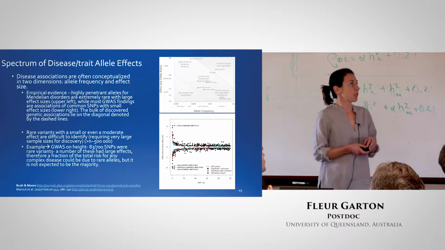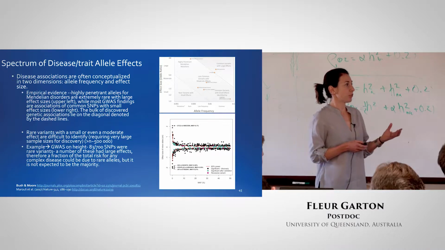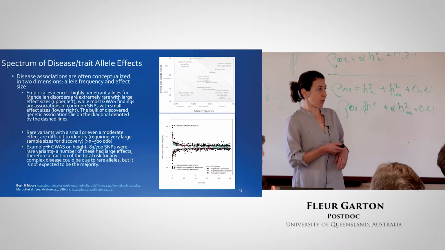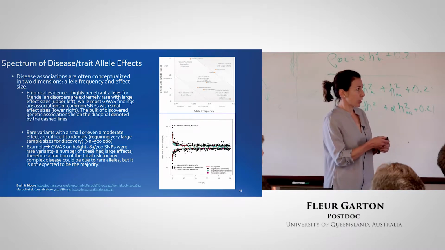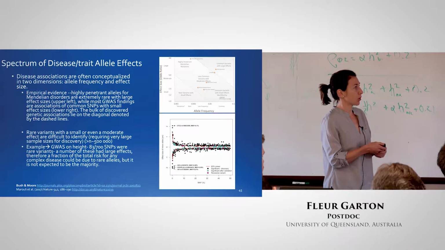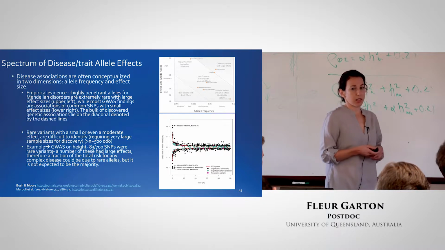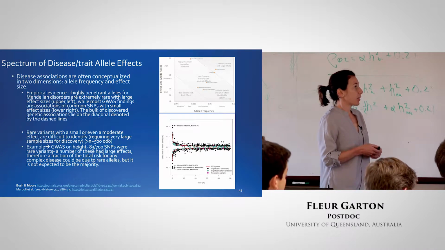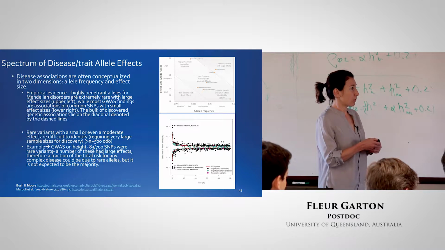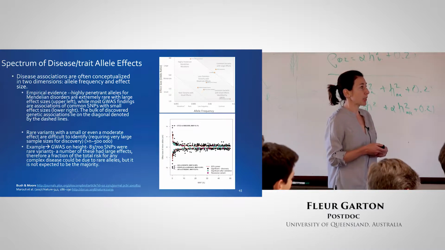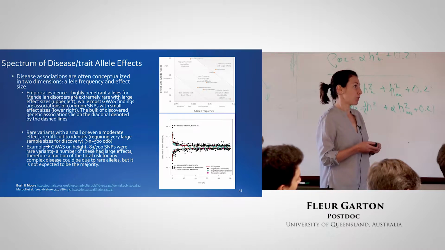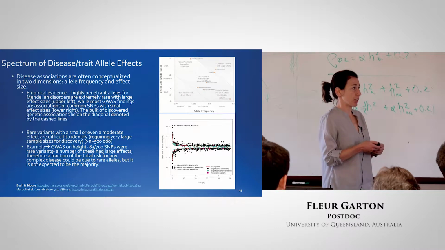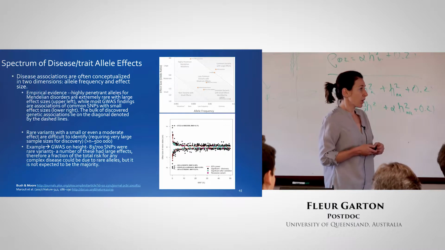So in terms of spectrum of disease and allele frequency and effects, disease associations are often conceptualized into these two dimensions. So here on the y-axis you've got the effect size, here on the x-axis you've got the allele frequency. And I guess the empirical evidence, what we see is that Mendelian disorders tend to be rare with large effect sizes, so they're going to sit up here in the top left corner, and then a lot of GWAS findings are typically associated with common SNPs with small effect sizes. And so the bulk of discovered genetic associations lie in this diagonal, really.